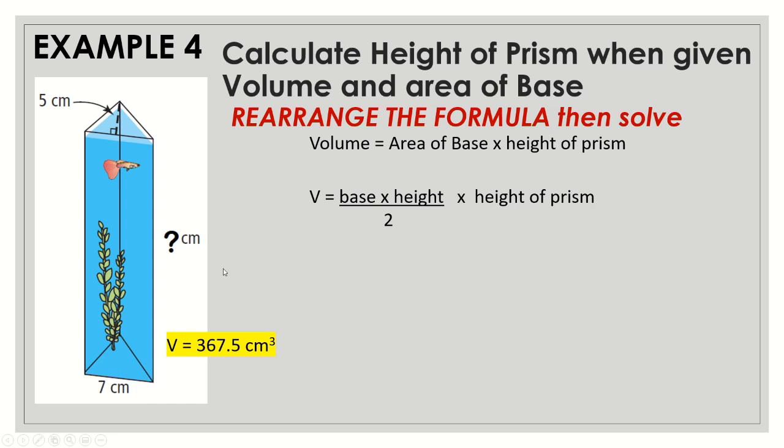Okay, question number 4, a little bit more tricky, and in this example, you are going to get to see me do some awesome writing with a mouse, so that should be entertaining. We're going to try and find the height of this prism. You can see here, we're given the volume. The volume of this weird triangular fish tank is 367.5 cubic centimeters. What I want to find is right here, how high this is, if I know that the width of the base is 7 and the height of the base is 5.